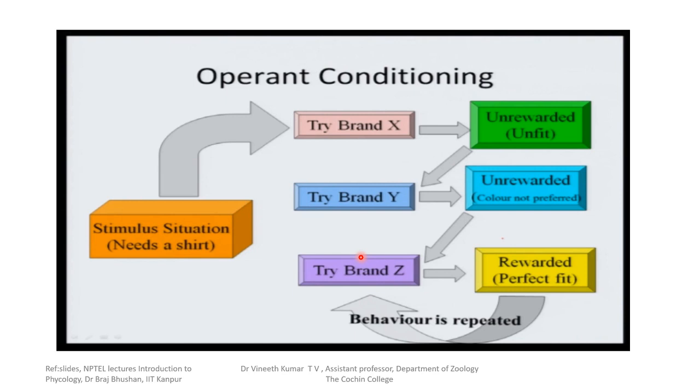So this is another example of operant conditioning, which is demonstrated in humans: the shopping behavior of humans, which is usually guided by operant conditioning, that is, the choosing of a particular brand. We try different brands, and if we get a brand which is suited, the next time we directly go and choose that particular brand, rather than going around and searching for other brands.